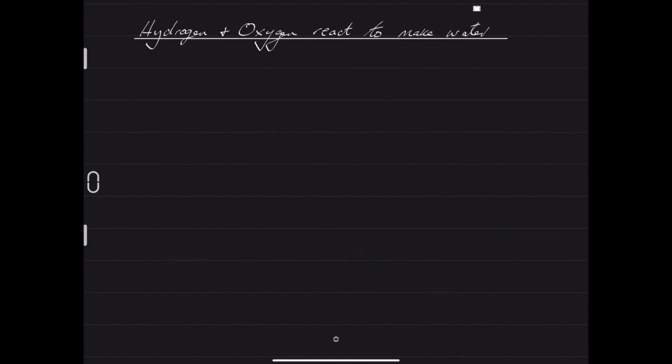If we were to map this bond breaking and bond forming in terms of a reaction, we can take the reaction of hydrogen and oxygen reacting together to make water. So if we were to take hydrogen, H2 and H2 here, and we react that with an oxygen molecule, this gives us a water molecule and another water molecule.